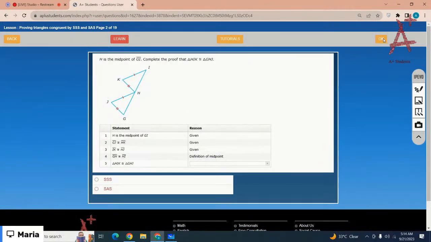Okay, H is the midpoint of GI. Complete the proof. Okay, H is the midpoint of GI. GJ and HK are congruent. HJ and IK are congruent, right? That would be side, angle, side, right? The correct option is that because you are given two sides that are parallel, so that means that is a side, angle, and side. So that is side, angle, and side, right?